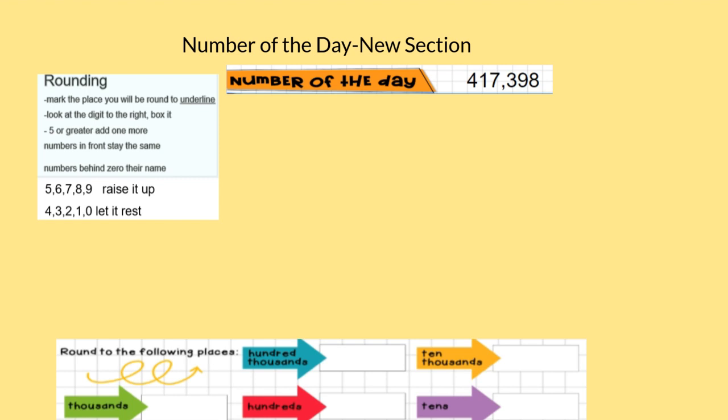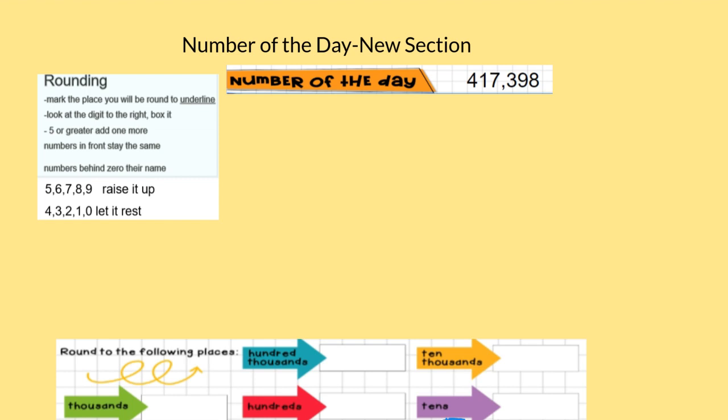There are 5 place value holders that we're going to be rounding to using our number of the day. Okay, so this is an example. This isn't the one you'll be doing today, but you can come back and rewatch this part of our mini lesson to help you out. So our number of the day is 417,398. We're going to start down here by rounding this to the nearest 10.